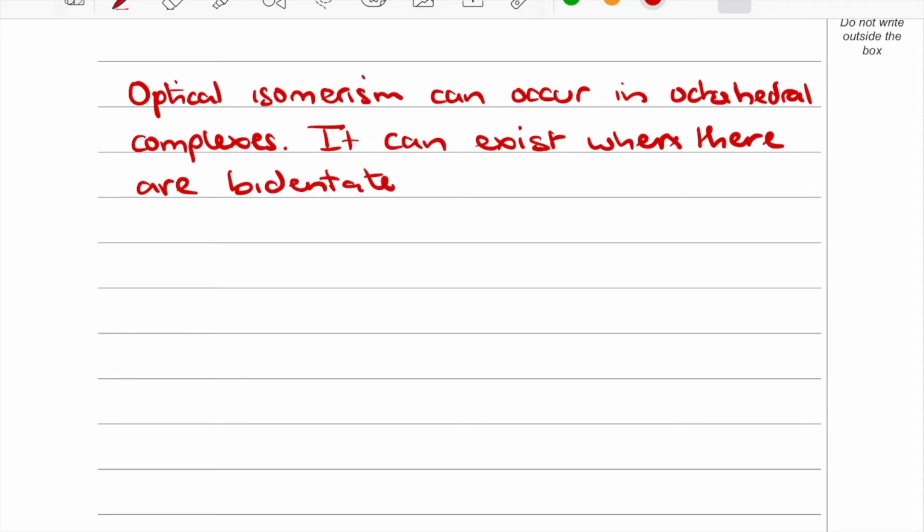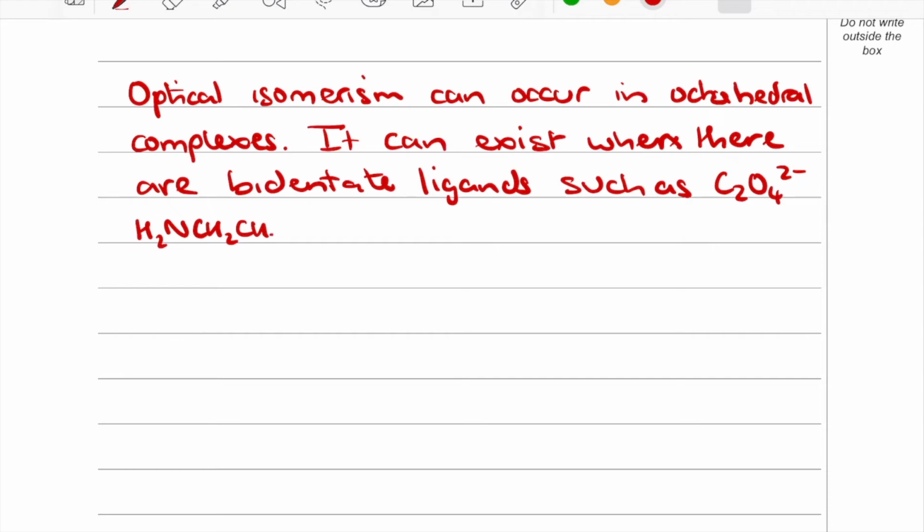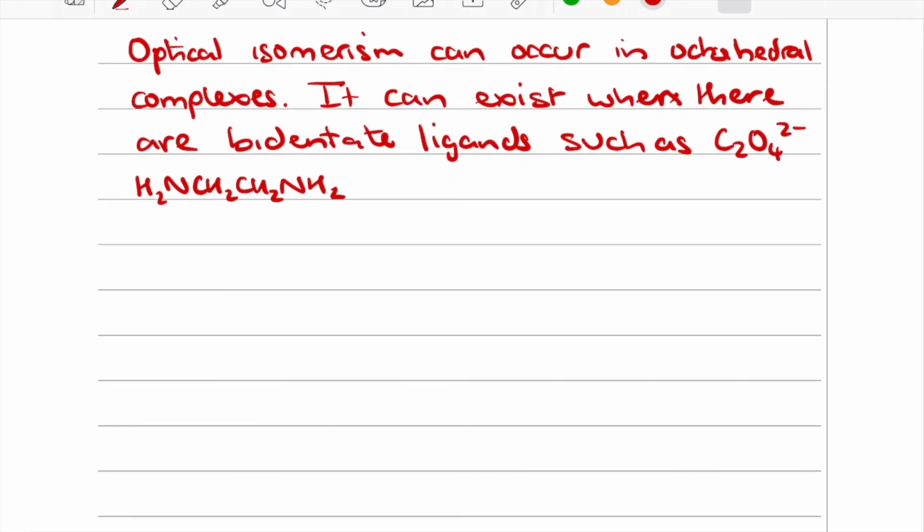Now, you are expected to know 2 bidentate ligands, and so if you are expected to know them, you should say what they are. So the 2 that you are expected to know are ethane dioate ions, which you can just write as a formula like this. Obviously, when it comes to the structure, you've got to do something different. And the other one is 1,2-diaminoethane. So we only have to choose one of those to draw. I'm going to do the diaminoethane.